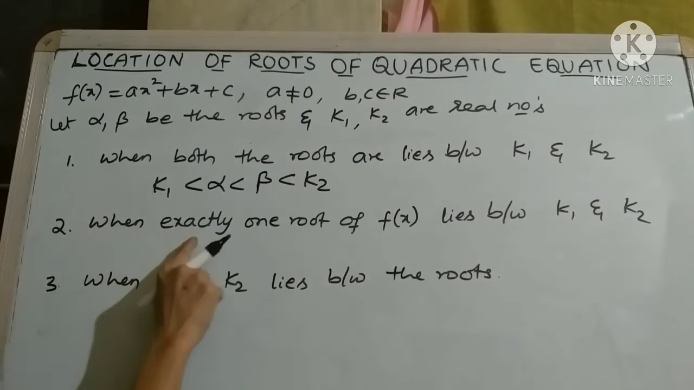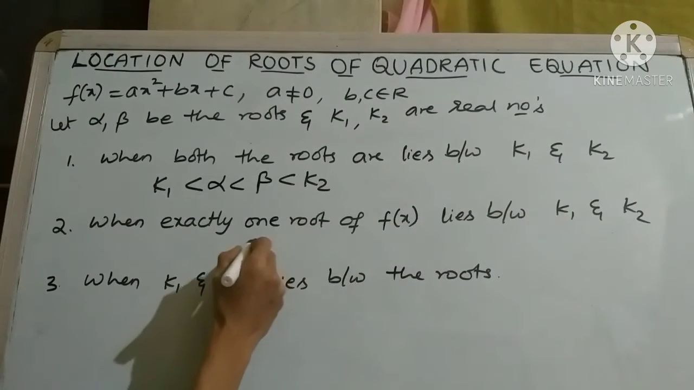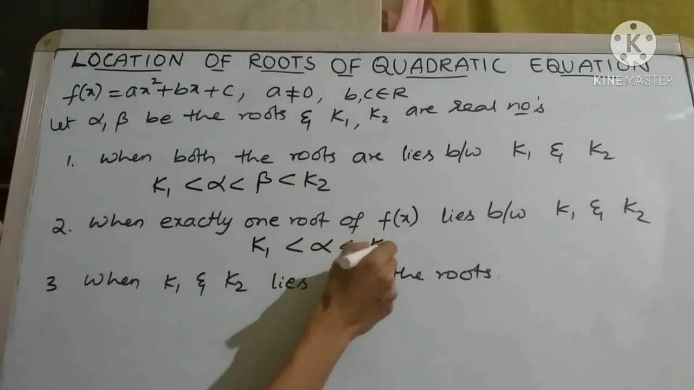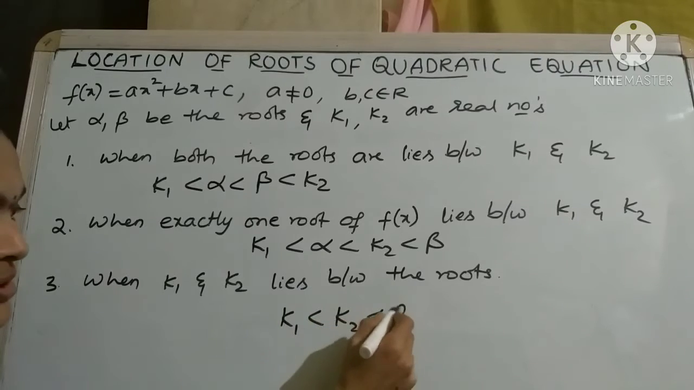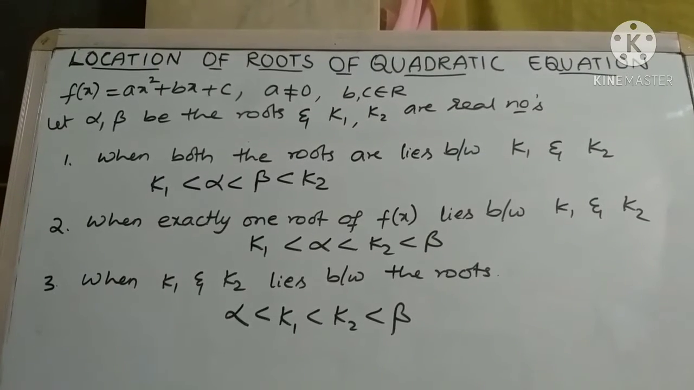The second case is when exactly one root of f(x) lies between k1 and k2, that is, one root lies between k1 and k2 and the other is less than beta. This is the second case. The third case is when k1, k2 lie between the roots. This is the third case. So, one by one I will explain the cases.